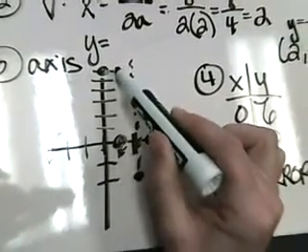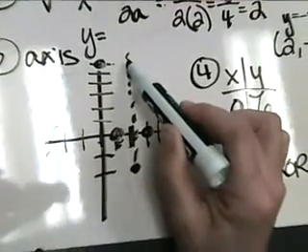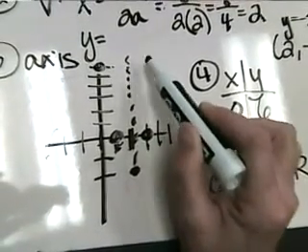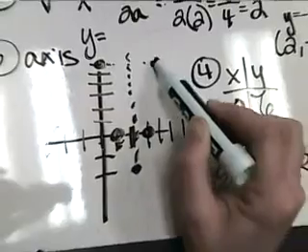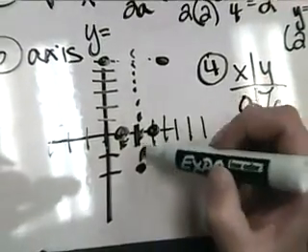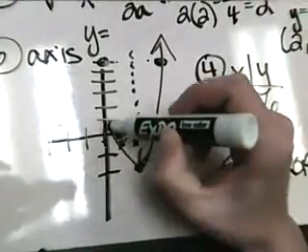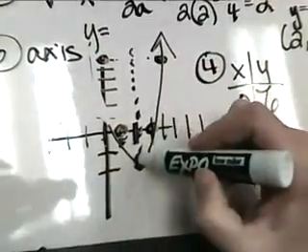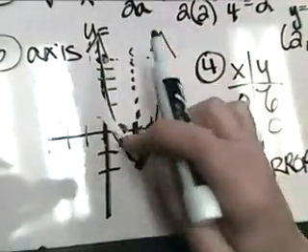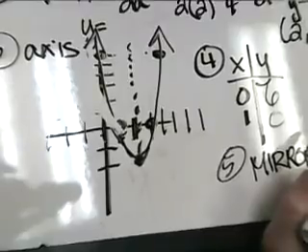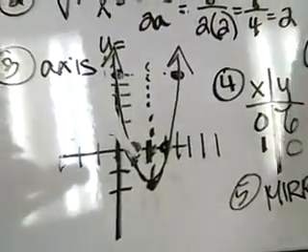Then I'm going to do the same thing with my point up here. This guy was 1, 2 from the axis of symmetry, so I'm going to go the other side, 1, 2, and draw my point. Now I can draw my parabola. There we go. Okay, so that's an example of one in standard form.